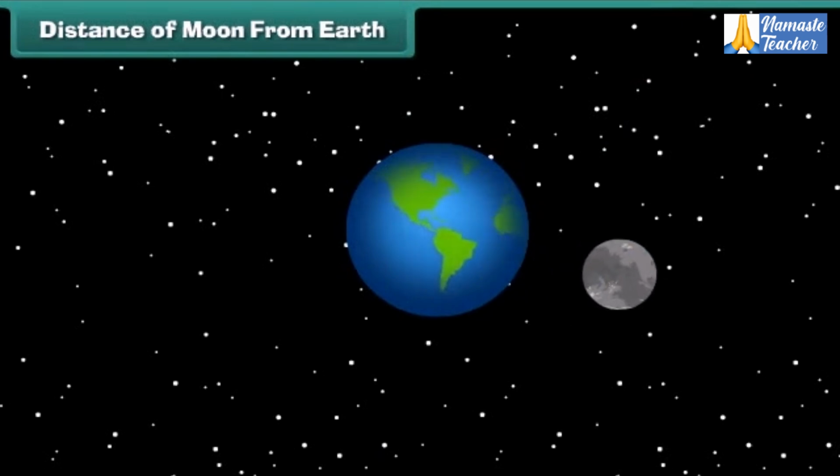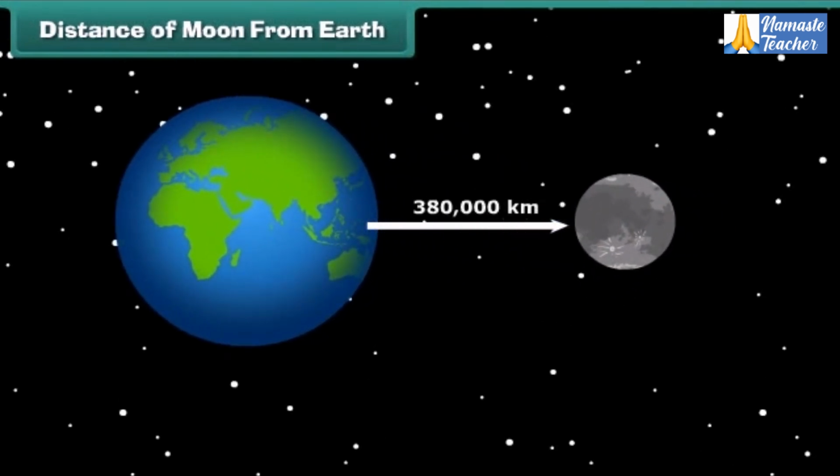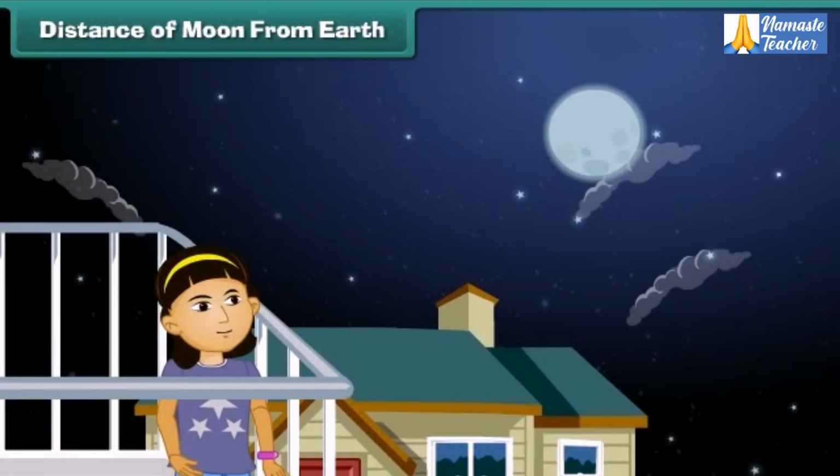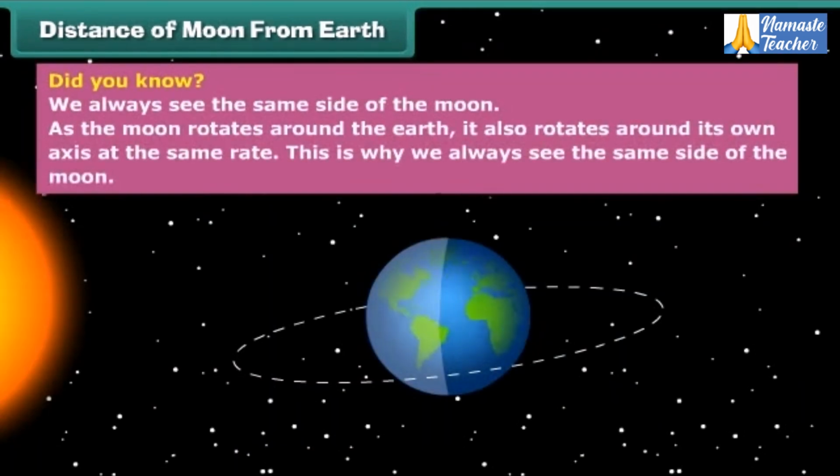The moon is an average of about 380,000 kilometers from Earth, which is pretty close, and because of its proximity, we don't need a telescope to see features on the moon's surface from the Earth. Did you know? We always see the same side of the moon. As the moon revolves around the Earth, it also rotates around its own axis at the same rate. This is why we always see the same side of the moon.